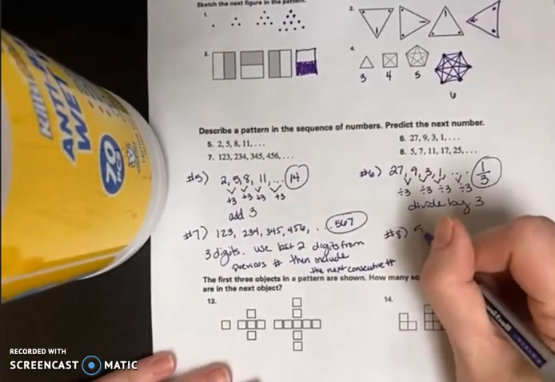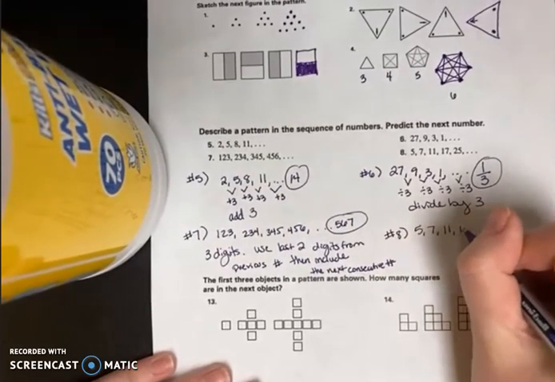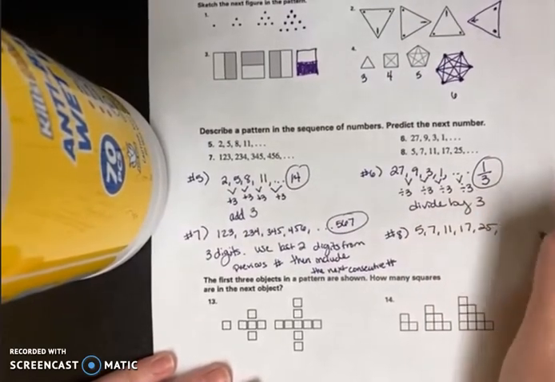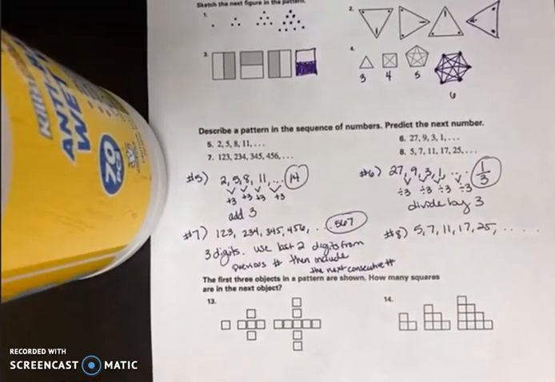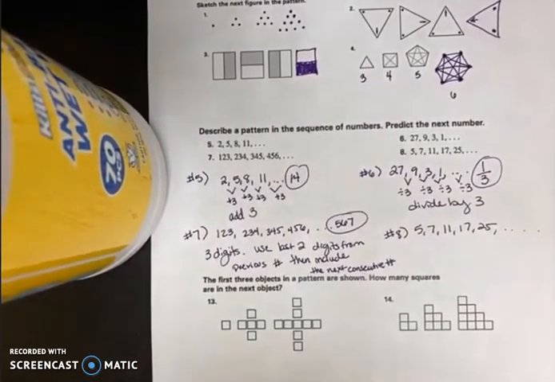The next pattern is 5, 7, 11, 17, 25. Take a look at this and try to identify what the pattern is. Remember, we can add, subtract, multiply, divide, or just notice a number with a pattern with the digits themselves.